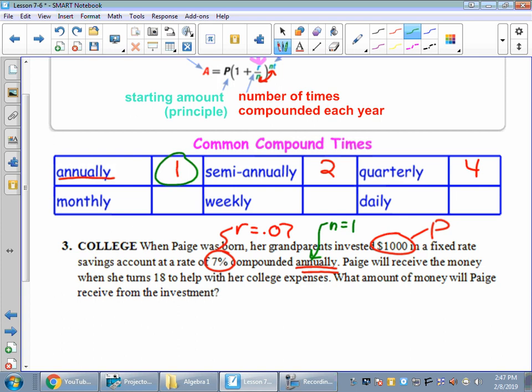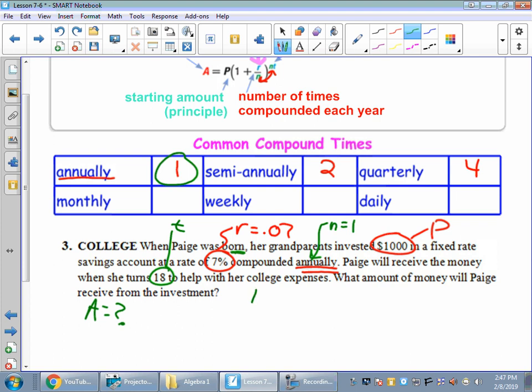Paige will receive the money when she turns 18. So 18, that's time in years, because it was when she was born to when she's 18. So 18 is our time. So we have a lot of stuff. What don't we have? We don't have an A. So we're going to look at that.